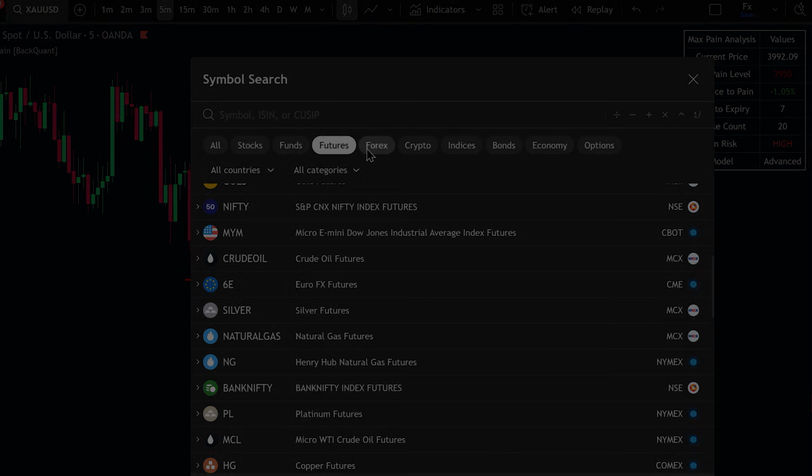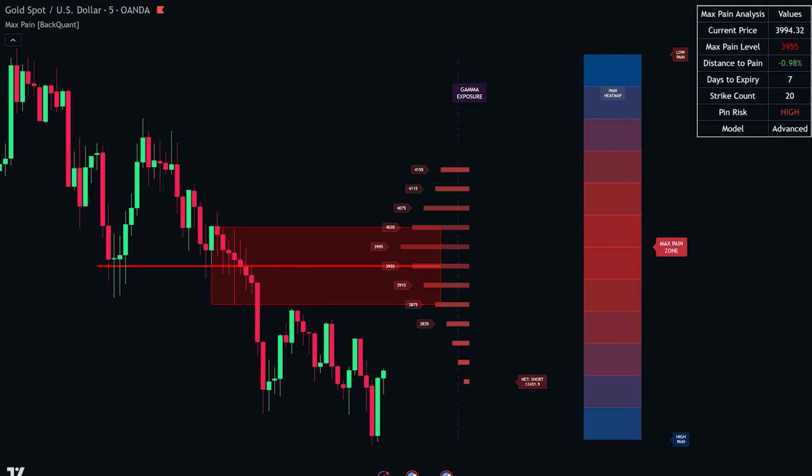Alright, once you drop the Options Max Pain Calculator onto your chart, here's what you'll notice right away. A red horizontal line appears. That's the max pain level, showing the price where most option traders would lose the most and where market makers have the least payout. Around it, you'll see a colored zone. This is the pin zone, the area where price might get stuck or pulled toward as expiry gets closer.